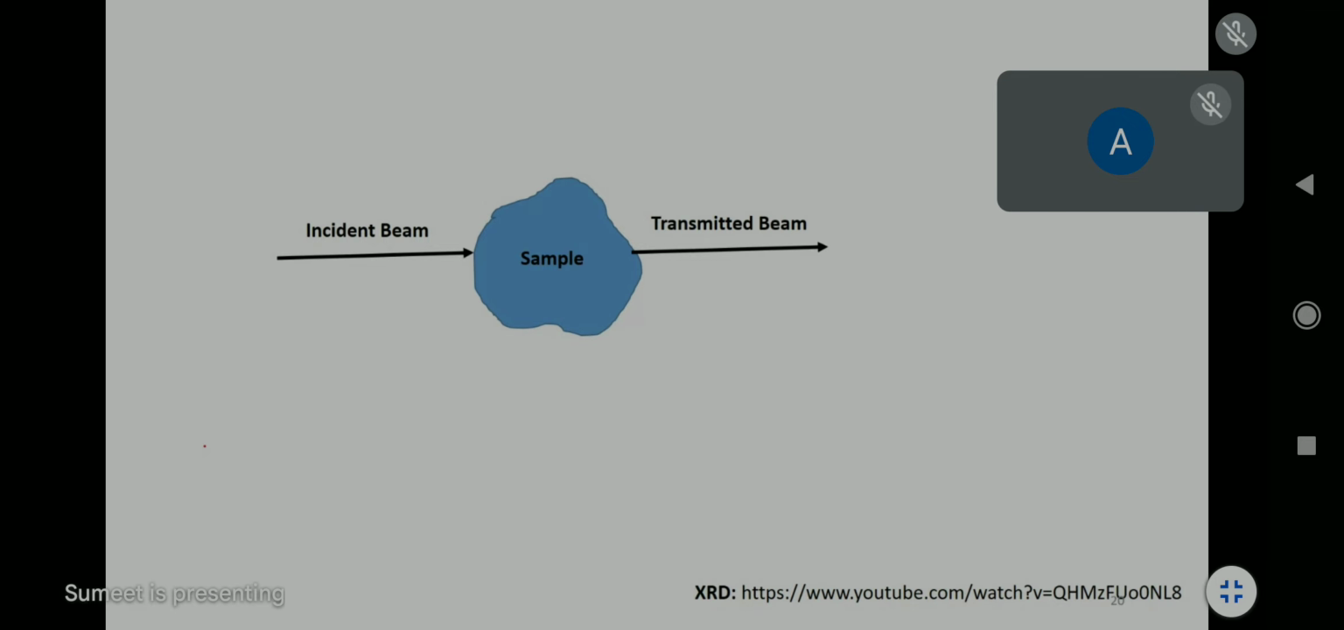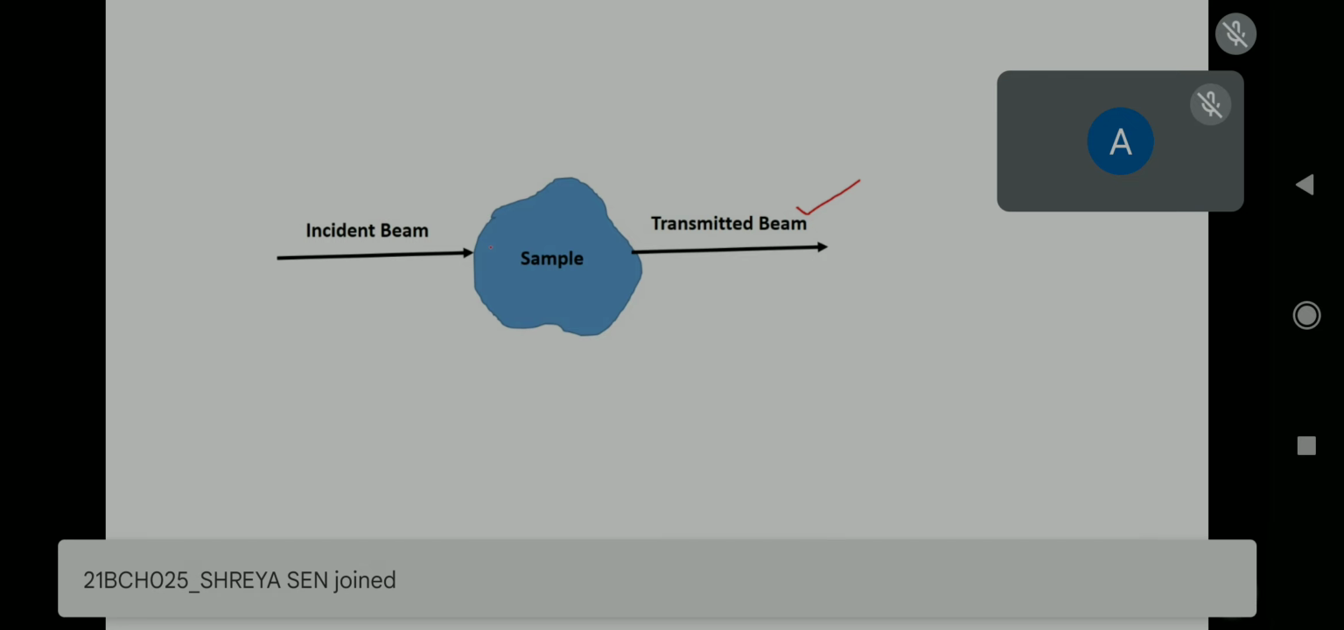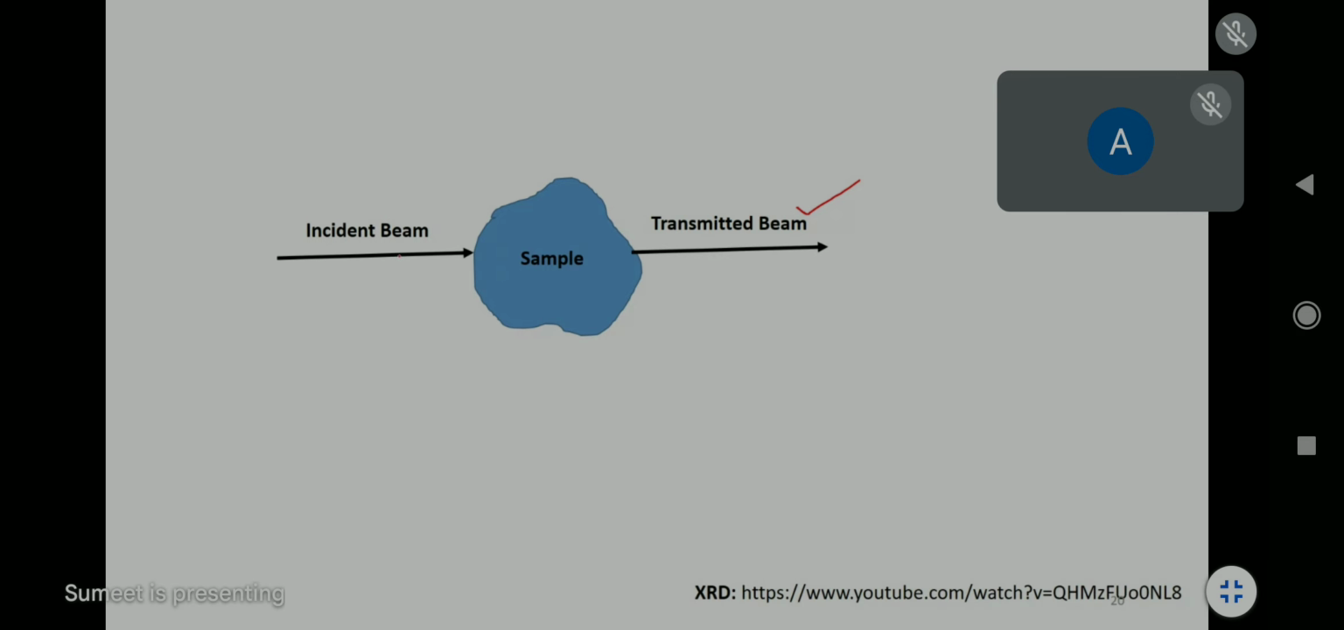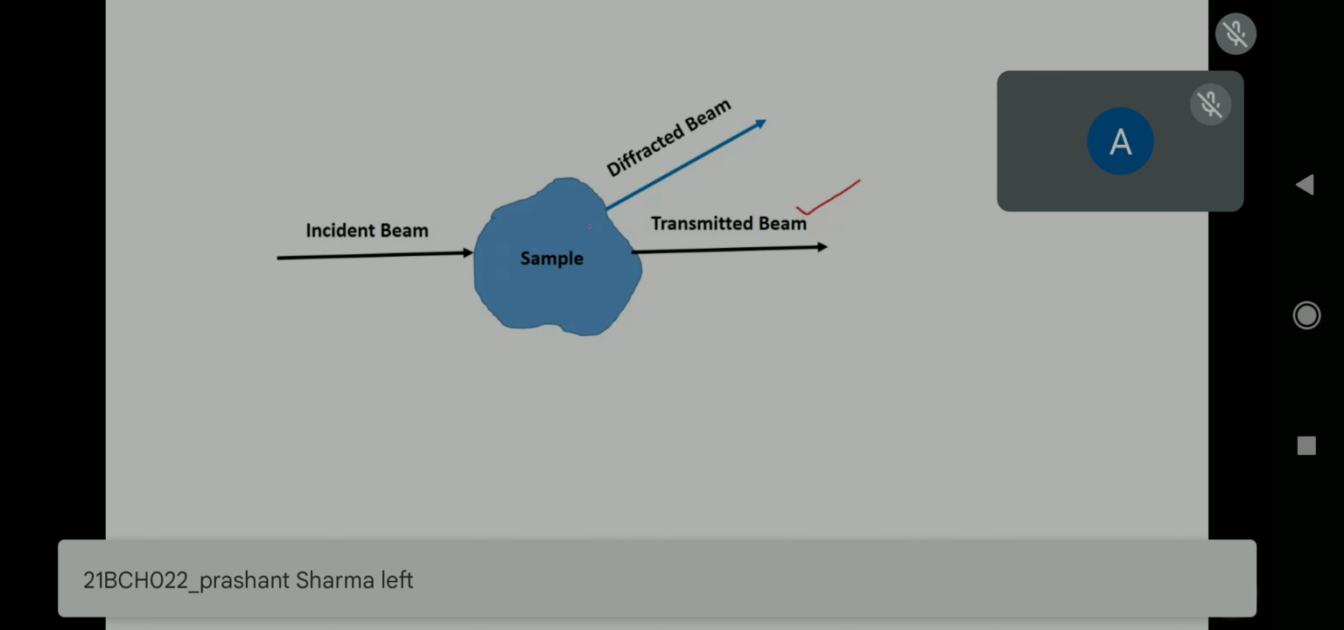So now, here is the incident beam. This is our sample, which you want to know about. You have an incident beam, meaning the X-ray beam, and it should go in a straight line and follow the path of a transmitted beam. Meaning if there is no sample in between, then this X-ray or this black beam will follow a straight path. But what will happen? It will get diffracted, and it will not get diffracted in one direction. It will get diffracted in different directions.